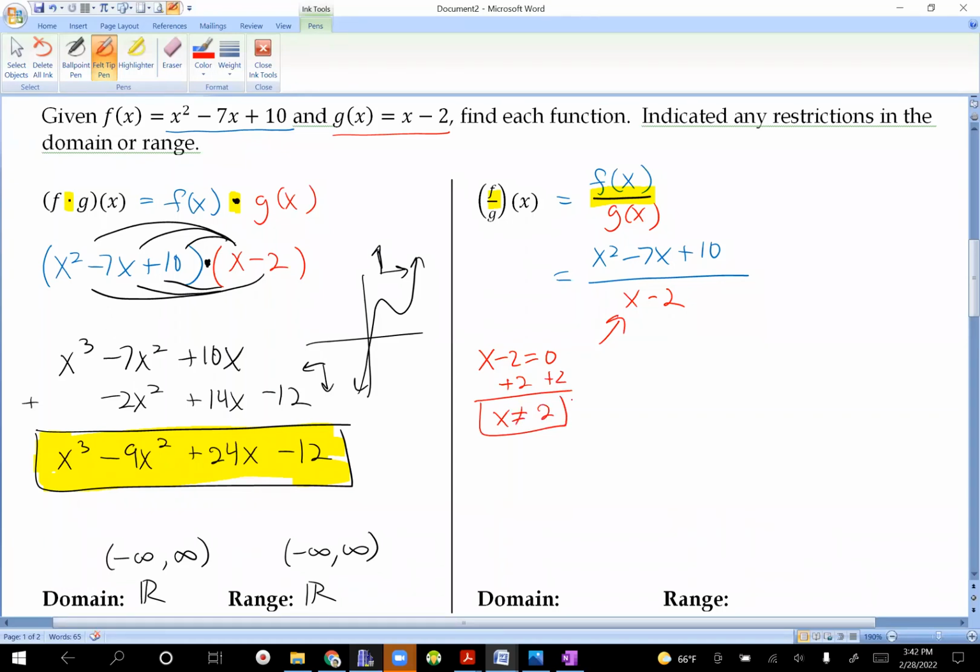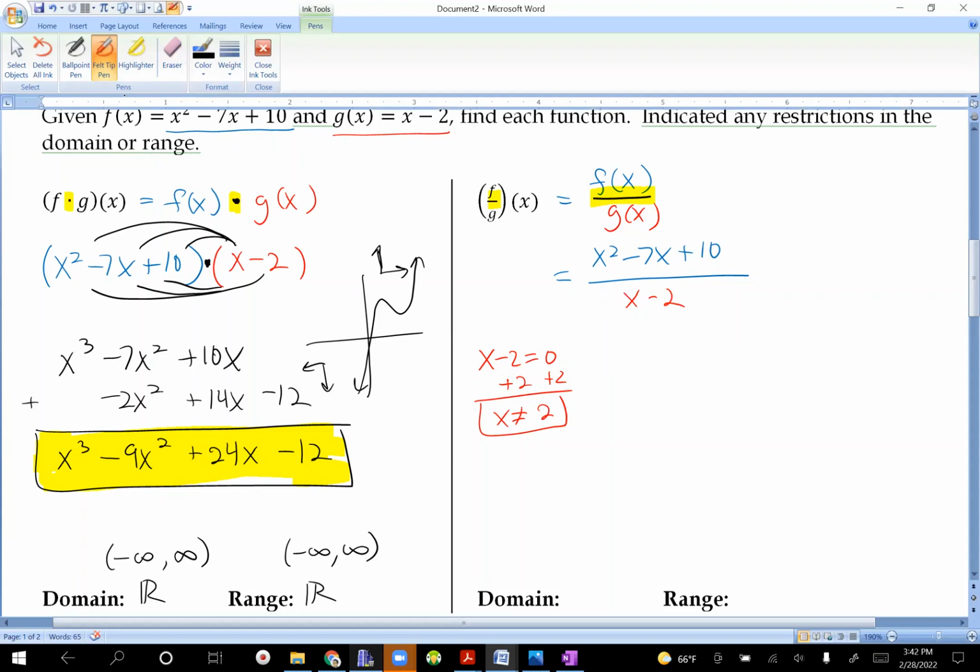Because if x equals positive 2, that's 2 minus 2 in the denominator. That would be 0. So from the very get-go right now, our restrictions, x cannot equal a positive 2. That's part of our answer. That's one of our restrictions, really. But let's go ahead and finish this problem up.